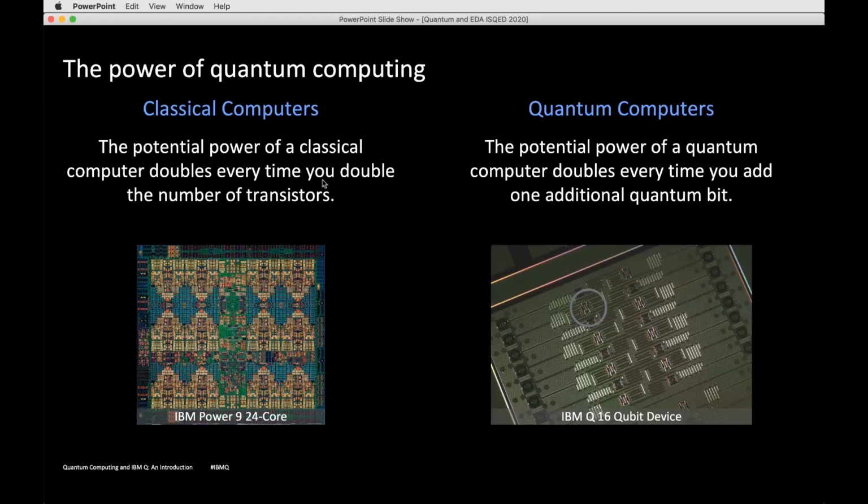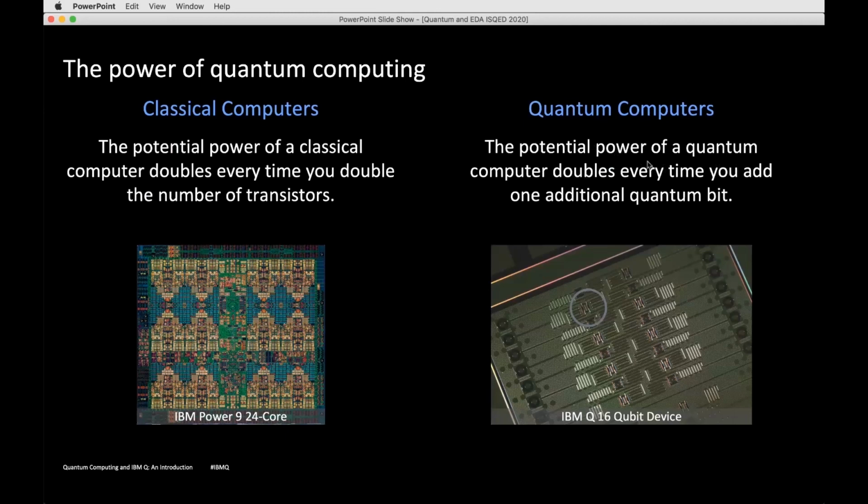If you look at a classical computer, you could say that roughly the compute power of a computer doubles every time we can double the number of transistors, right? So more or less the traditional Moore's law. If you look at a quantum computer, the potential, and again, important word here, the potential power of a quantum computer doubles every time you add only one quantum bit. This is pretty powerful, correct? So that goes up very, very rapidly.